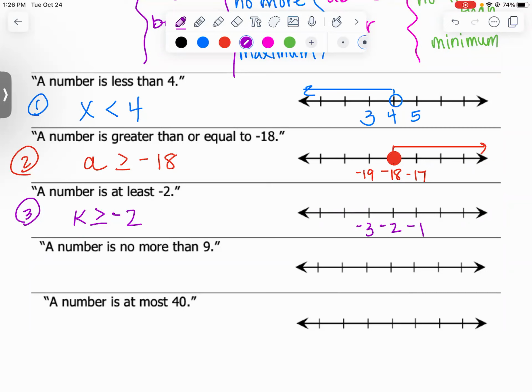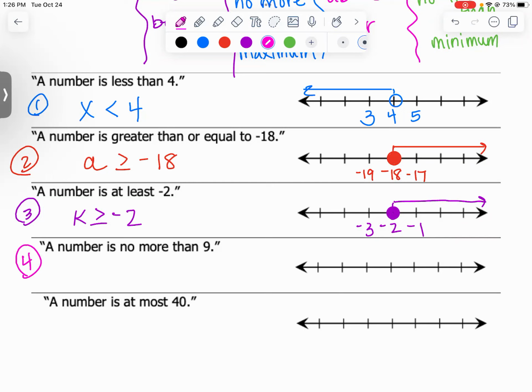Okay, Cash, open or closed circle? Closed. Why? Because there's the line underneath. Okay, good. And since we want numbers bigger than negative 2, we're gonna go to the right with our arrow. That was a terrible arrow. Okay. All right. A number is no more than 9.